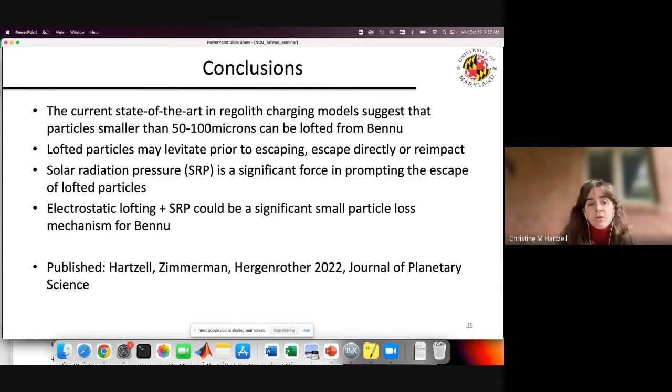We also see that solar radiation pressure is a significant force in prompting the escape of the particles. It is really active in accelerating the particles away from the asteroid. And this combination of electrostatic lofting plus solar radiation pressure could be a significant particle loss mechanism for the asteroid Bennu. And this work has been published just this year in the Journal of Planetary Science.